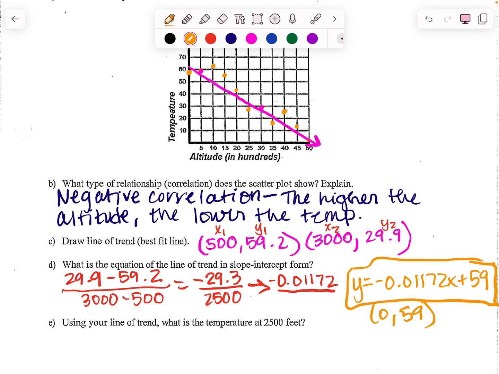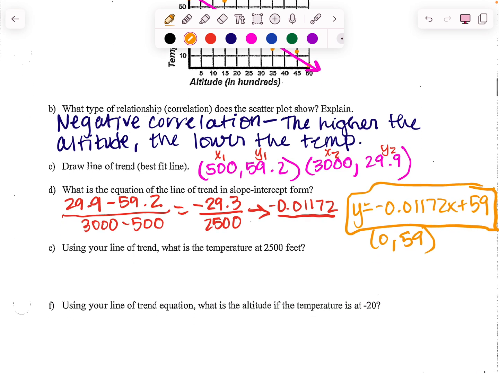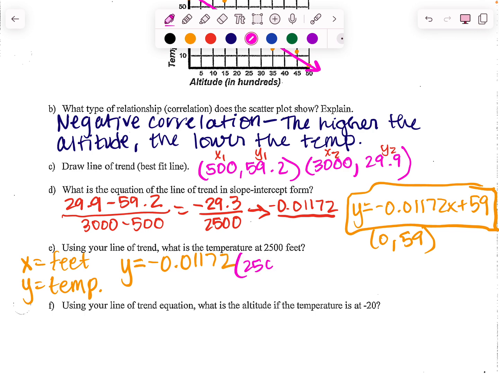Okay, so now our line of trend, the line of best fit, what is the temperature at 2,500 feet? Is X or Y feet? X is feet. What is Y? Temperature. So I'm going to make sure that I have that down so I know where I'm going to plug in this 2,500. Where do I plug in the 2,500? For the X, Y equals negative 0.01172 times 2,500 plus 59. What is negative 0.01172?